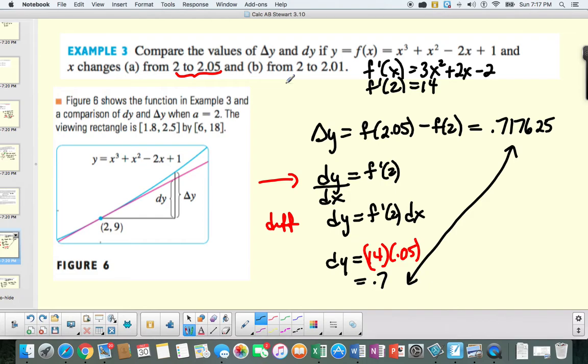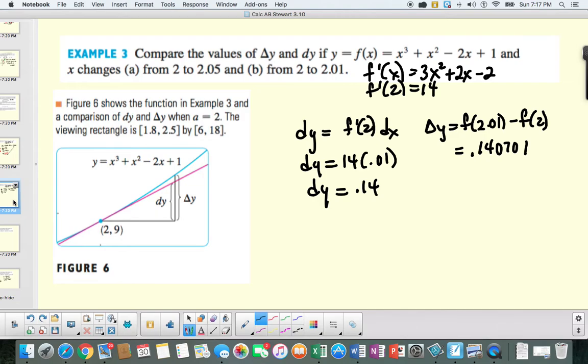Same idea, but now we're going to get a little closer to 2 and see the difference between the true change and the differential. And here is the answer. The true change was 0.140701, and the differential is here. The closer and closer we get to 2, the more these look so much alike.